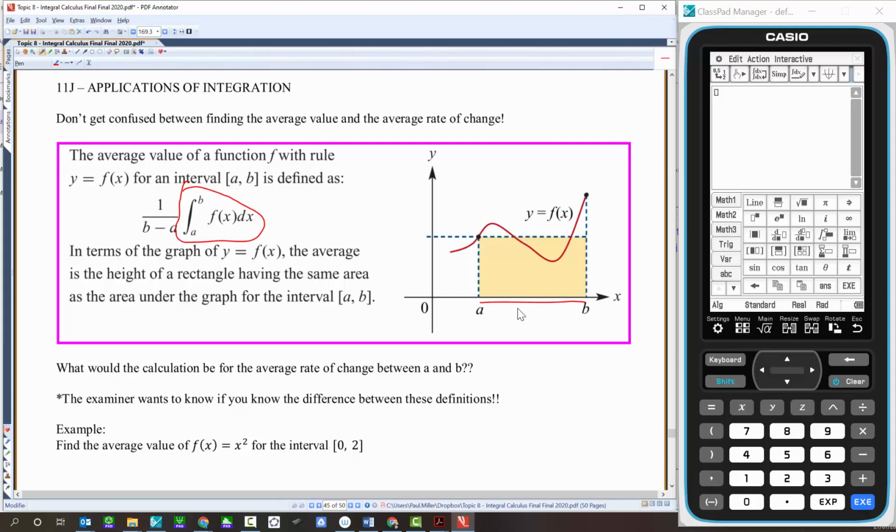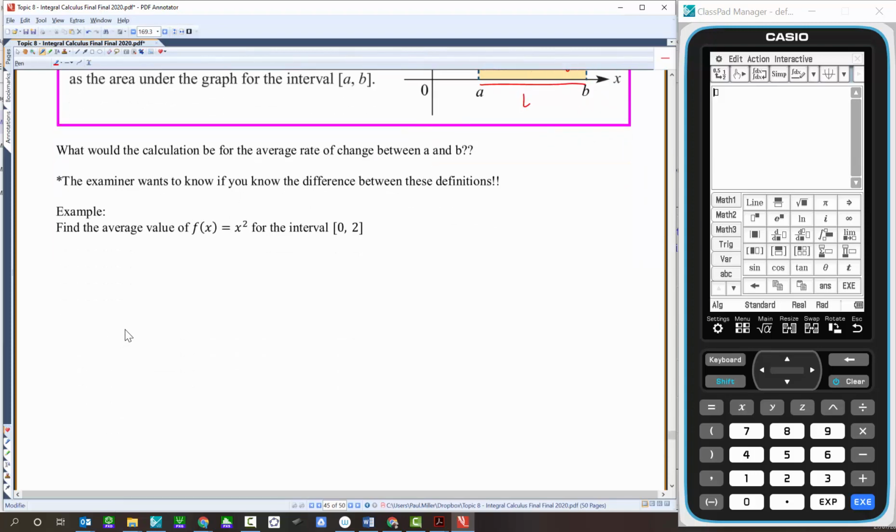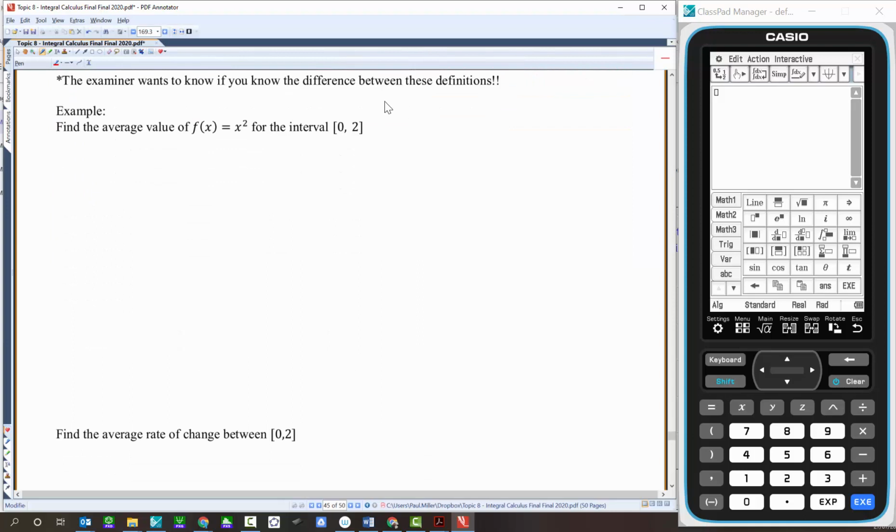b take a will actually give you the length of this, and again what we know is that this is the area here, and what we're after in each of these cases is the height. So in terms of the graph of y equals f of x, the average is the height of a rectangle having the same area as the area under the graph for the interval a to b. Okay, so that's what's going to give us the height. All right, so let's try one out. Find the average value of f of x equals x squared for the interval 0 to 2.